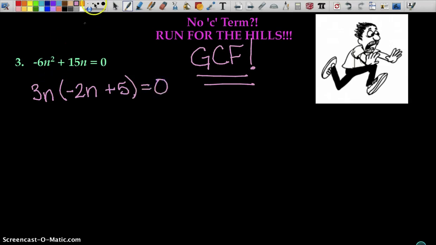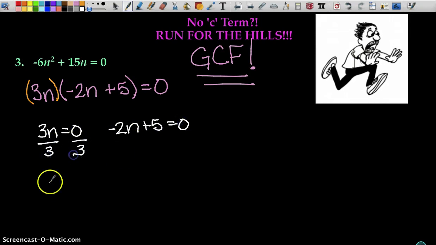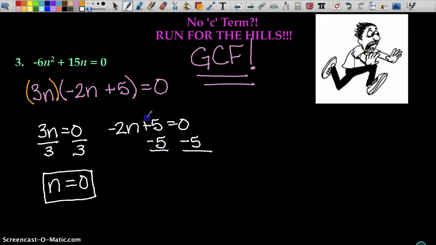Even though this isn't written here, this is just a number times a number. So we have 3n equals 0, and negative 2n plus 5 equals 0. Even if we divide by 3 right here, we still end up with n is 0. That is a solution. So don't assume just because it's 0 that it doesn't work, or that there's no solution. As long as it's a number, we are good to go.